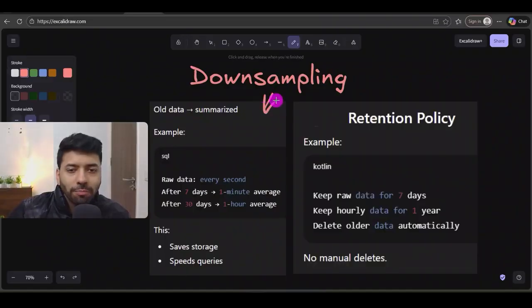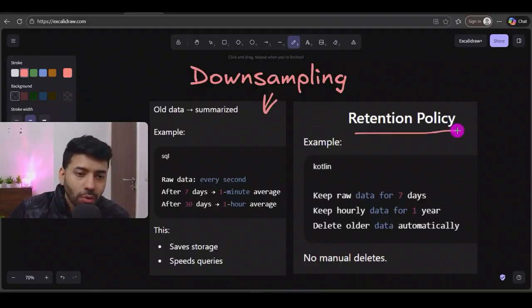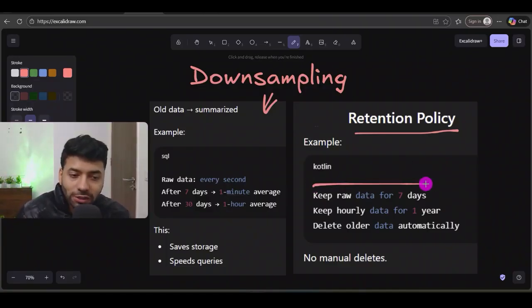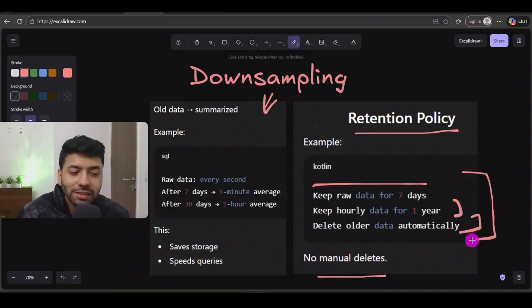Now apart from downsampling, we have one more important feature in time series database, which is retention policy. We saw that in normal generic database like SQL or NoSQL, deletes will also be expensive. You have to take care of that. But we have retention policy in time series database, so it will have something like keep raw data for 7 days, keep hourly data for 1 year, delete older data automatically. So basically there are no manual deletes. Time series database is handling it automatically using the retention policy.